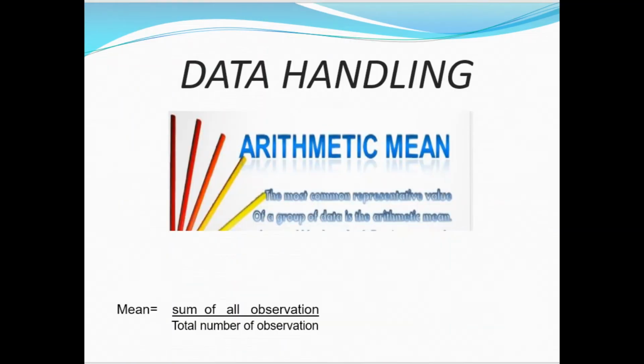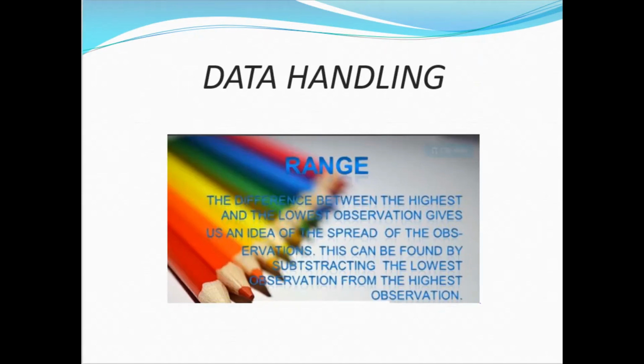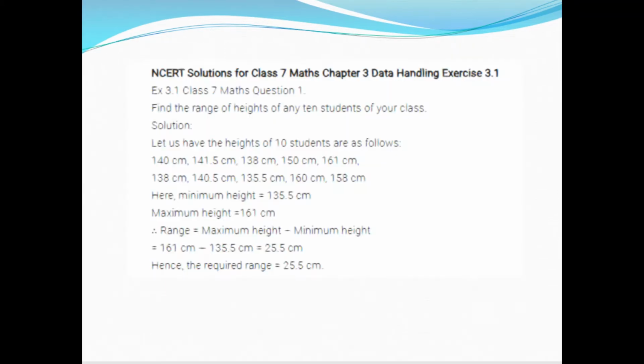Then we'll be doing the topic of arithmetic mean. Arithmetic mean is the sum of all the observations upon the total number of observations. This is how we calculate mean. Then what is range? Range is the difference between the highest and the lowest observation. It gives us an idea of the spread of observations, and this can be found by subtracting the lowest observation from the highest observation.